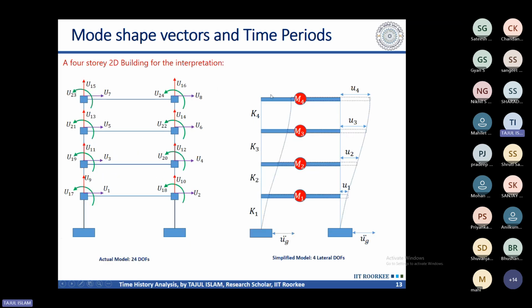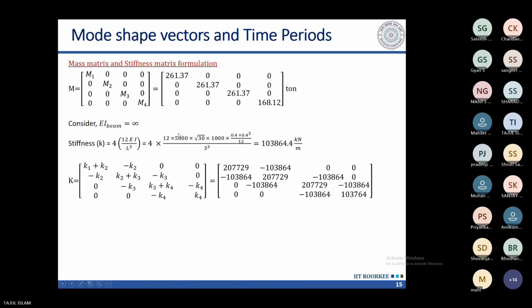If you want to interpret this, considering only lateral deformation, what I am assuming is that my floor is rigid. So this floor, what you can see here, will be rigid. It will not have any other deformations. It will not have rotation. It will not have vertical deformation also. That's why I have considered the EI of the beam infinite in the computer model.